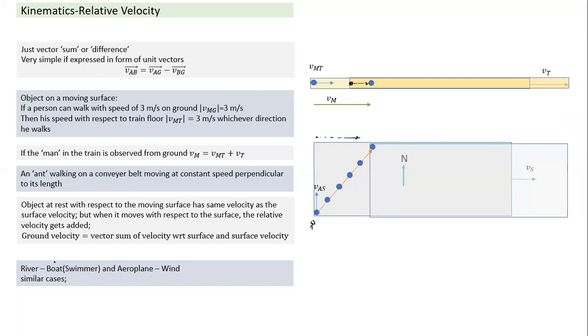And the same thing applies in the case of a river boat. The river boat has the same issue. An aeroplane traveling in blowing wind is also a similar case. So these are the three or four cases which come into the category of an object moving on a surface which itself is under motion.